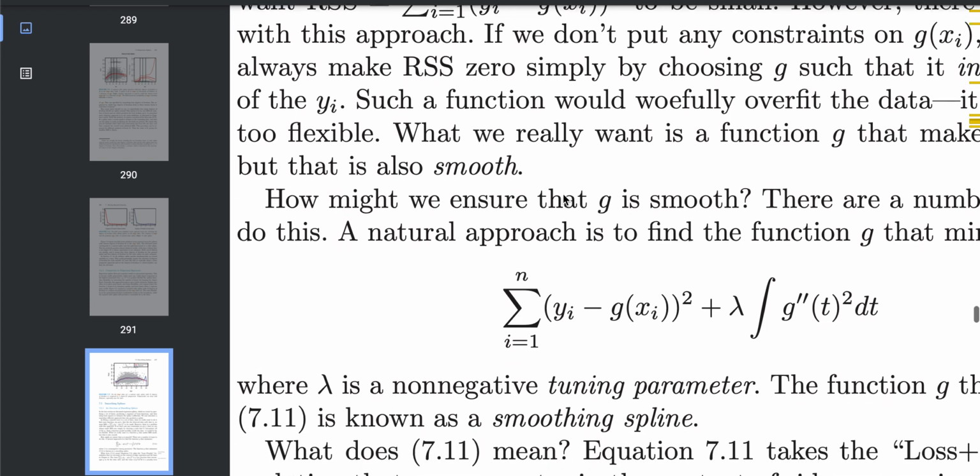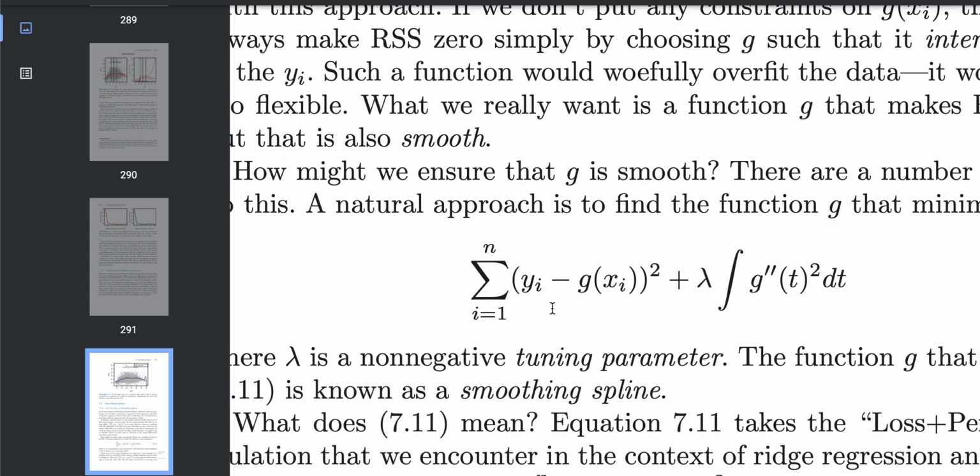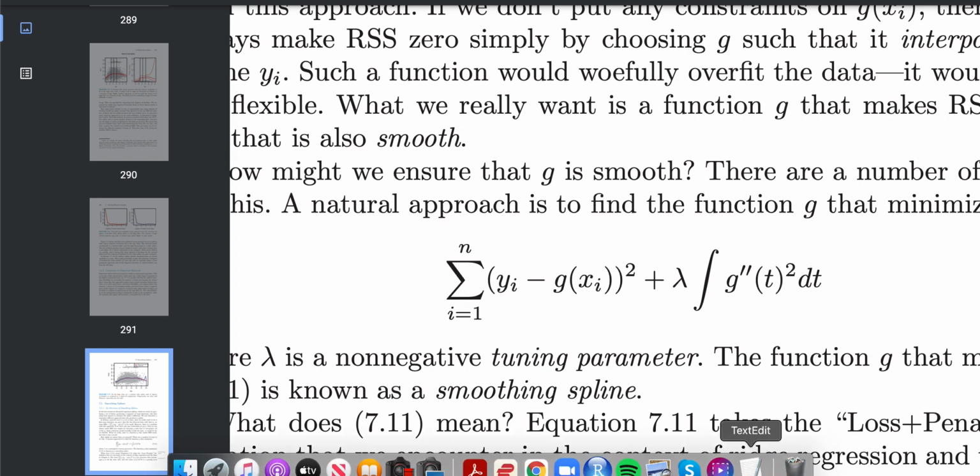Well, instead of saying we are looking for a g function that only makes this as small as possible, we are looking for a g function that, yes, makes this as small as possible, but is also smooth. And smoothness is measured with the second derivative squared integrated over the whole domain. And the trade-off between these two is controlled with this hyperparameter tuning parameter lambda. Okay, but this is just a high level view, and how it translates into R is the next thing I will talk about.